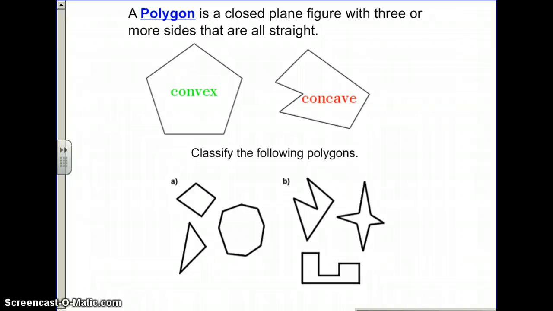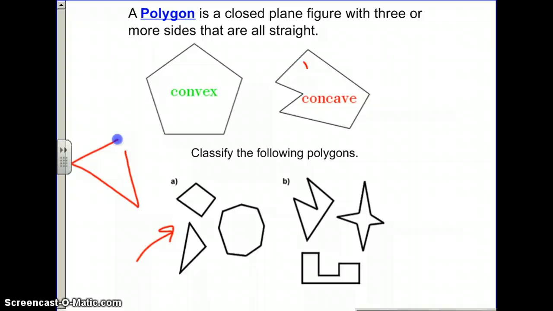For a figure to be closed, it has to connect. So something like this is not a polygon because it's not closed. Okay, three or more sides that are all straight. If we look at these figures here in A, these are all polygons that are closed. The sides are all straight. There's three or more.